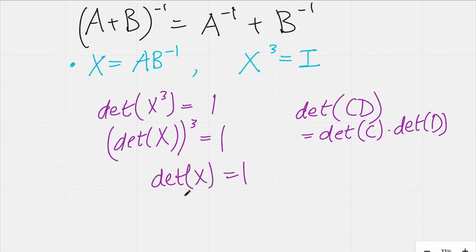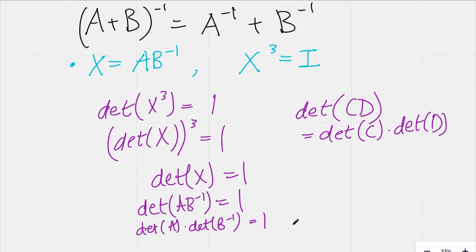And now what is X? X is just A B inverse, so the determinant of A B inverse equals 1. But now again I can use this property, so the determinant of A times the determinant of B inverse equals 1, and therefore, using a similar fact, the determinant of B inverse is the same thing as 1 over the determinant of B. And so then multiplying both sides by the determinant of B gives me the determinant of A equals the determinant of B, and that proves my result. So this is a nice, interesting problem to do with matrices.